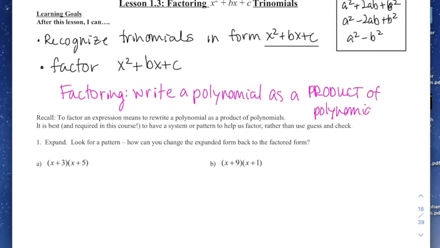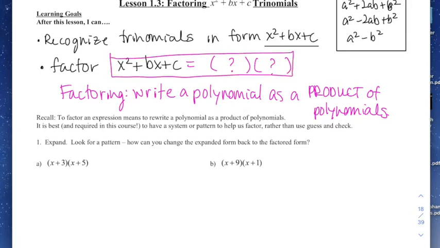So basically, what I want to do today is write x squared plus bx plus c as the product of two things, and we have to figure out what those two things are. The way we're going to do that is using patterns, very similar to the way we use patterns for a squared plus 2ab plus b squared and things like this. So today we're going to talk about patterns.